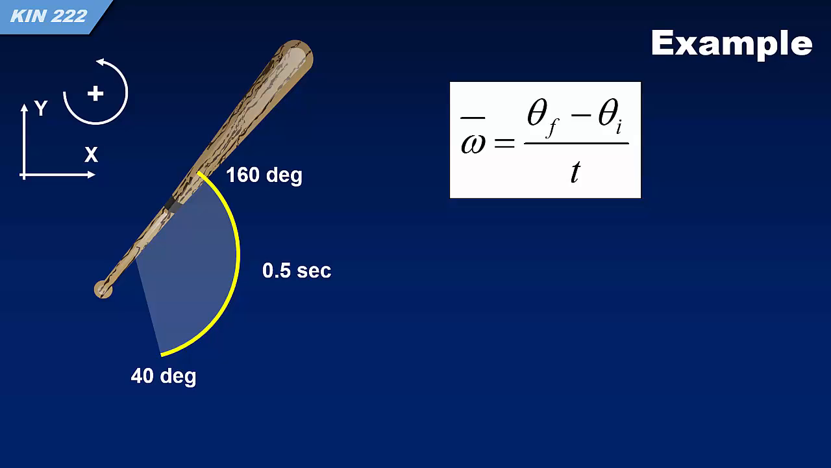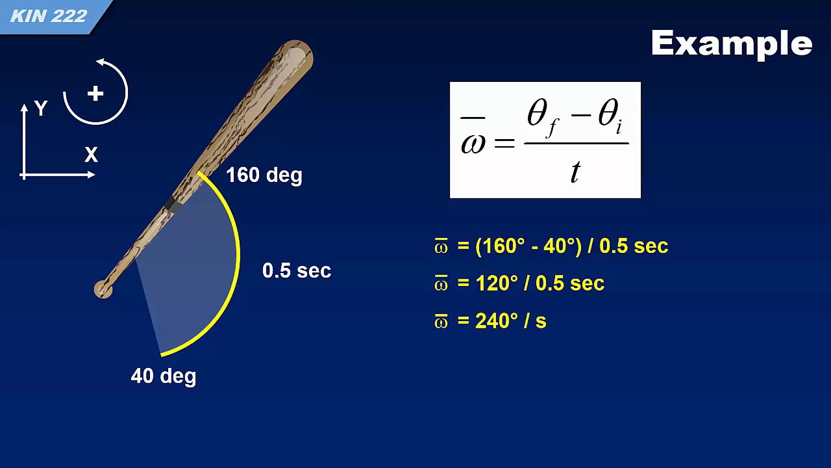And so our formula is the change in displacement over the change in time. And so in this case, the final would be 160 degrees, and the initial is 40 degrees. So it's 160 minus 40 divided by the time, which is a half a second. And so that becomes 120 degrees over a half a second. And so our average angular velocity of the baseball bat across that half second was 240 degrees per second.